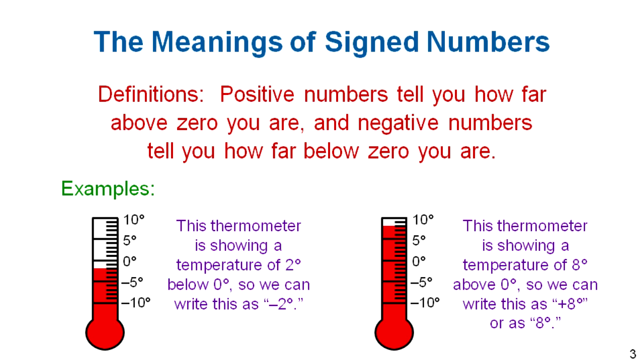Positive numbers tell you how far above zero you are, and negative numbers tell you how far below zero you are. For example, the thermometer on the left here is showing a temperature of 2 degrees below zero, and so we can say that it is showing a temperature of -2 degrees. The thermometer on the right is showing a temperature of 8 degrees above zero, and so we can say that it is showing a temperature of +8 degrees. To say that the number is positive, we can put a plus sign in front of the number, but we do not have to do this.